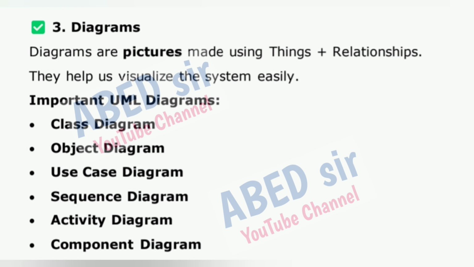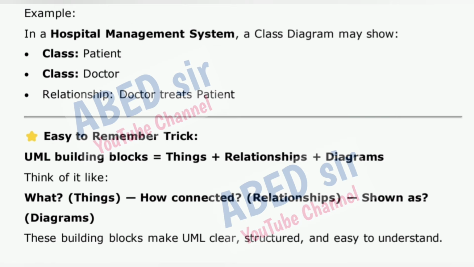3. Diagrams. Diagrams are pictures made using things plus relationships. They help us visualize the system easily. Important UML diagrams: class diagram, object diagram, use case diagram, sequence diagram, activity diagram, component diagram. Example: in a hospital management system, a class diagram may show class patient, class doctor, relationship doctor treats patient.